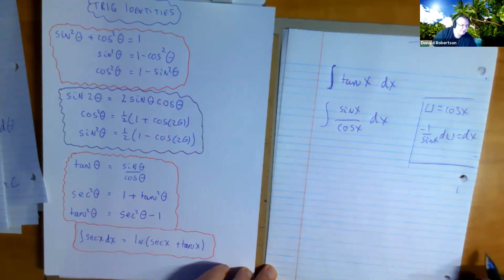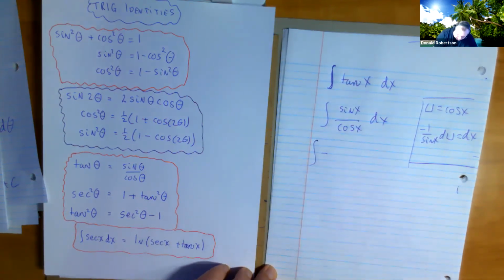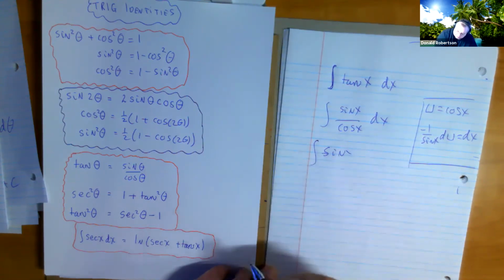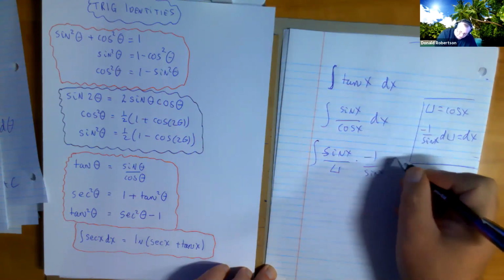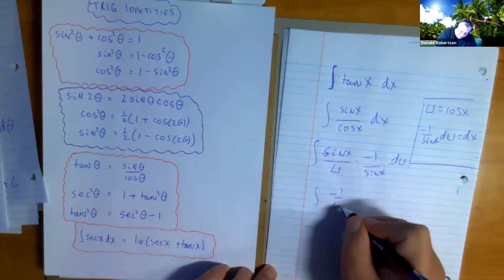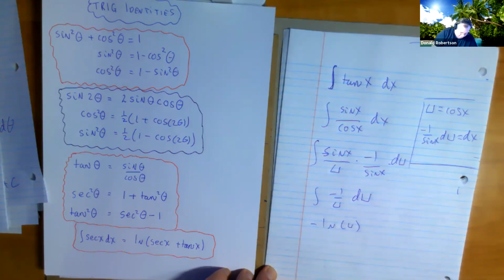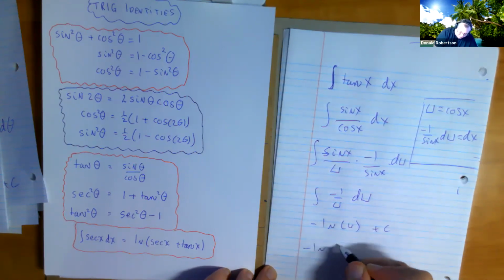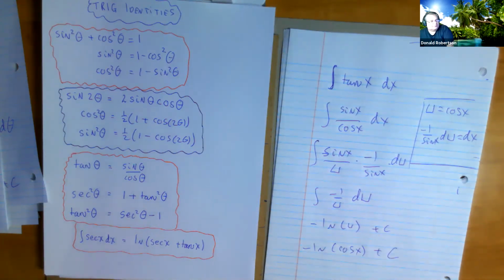Can I skip the middleman now because we've done so many of those? That's going to get me a negative, well, let's do it in order. It's going to get me a sine x over u times a negative 1 over sine x du. That ends up being this, and that ends up being natural log of u. And that becomes this. Hey, we now know what the antiderivative of tan x is. It's negative the natural log of cosine x.